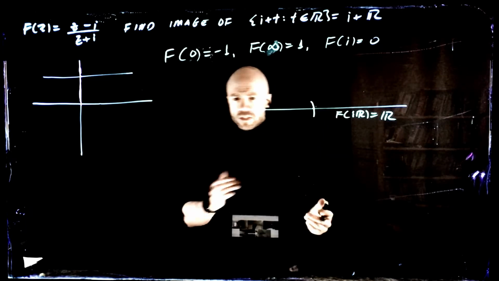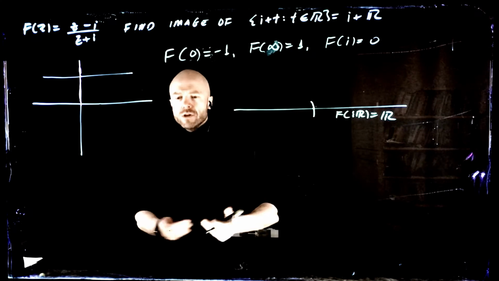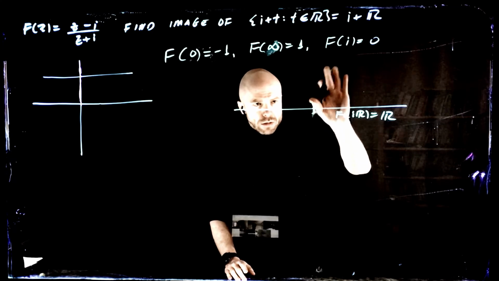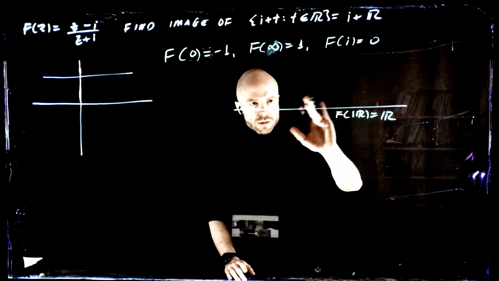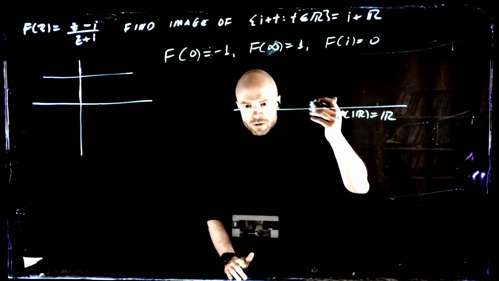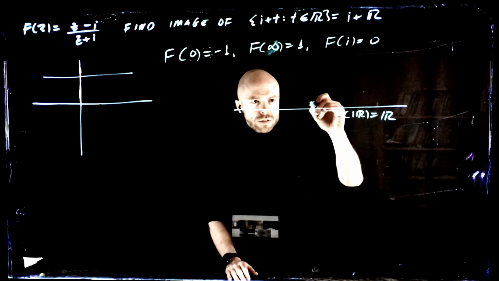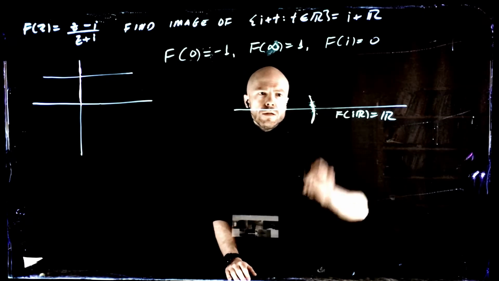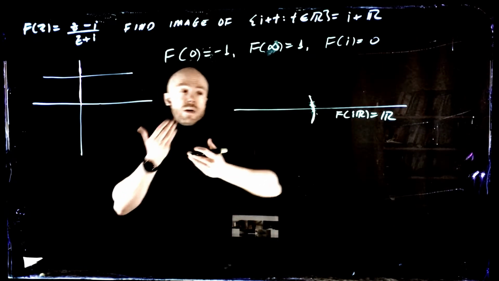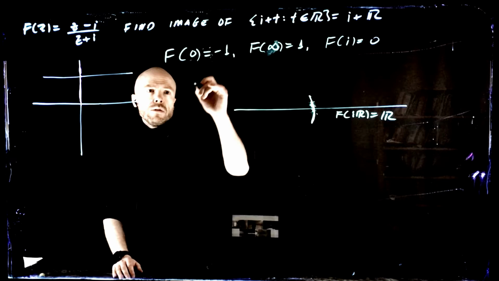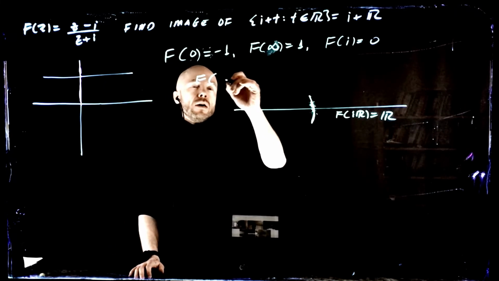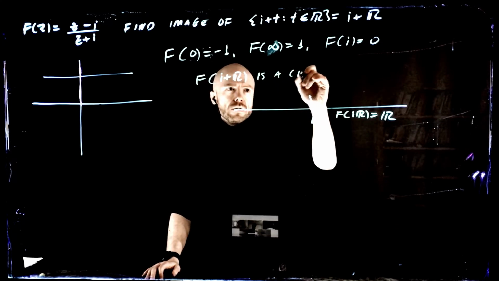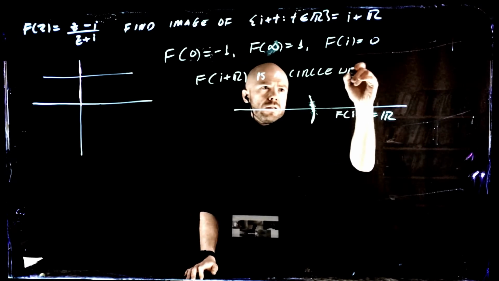Cool. So if it crosses perpendicularly, what do you expect about the circle? What information does that give you about the circle? The center has to be on the real line, right? Otherwise there'd be an angle, right? So since it crosses perpendicularly, I can't really draw it well. No? The center has to be on the real line. So f of i plus r is a circle with center on the real line.